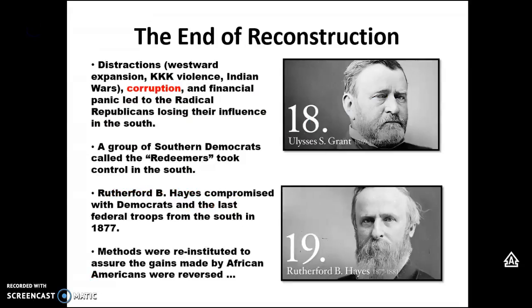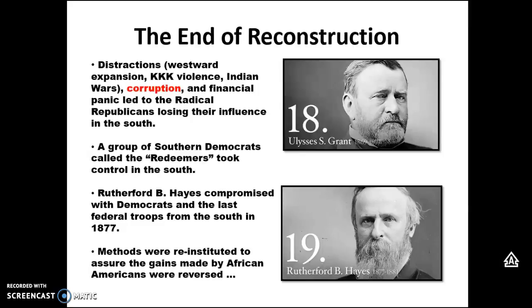So how did Reconstruction end? Distractions, westward expansion, the KKK violence, the Indian Wars, because they're still fighting against the Indians, corruption, and financial panic led to the radical Republicans losing their influence in the South. A group of Southern Democrats called the Redeemers took control in the South.